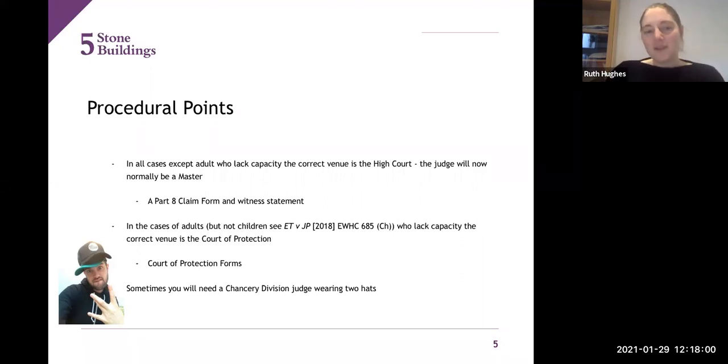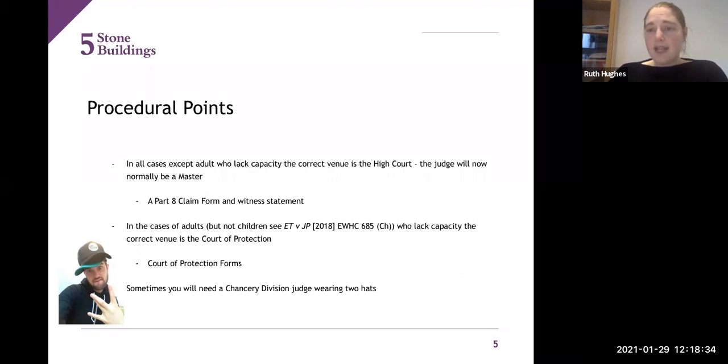I'm going to talk a little bit about some procedural points in relation to Variation of Trusts Act applications. Obviously, the normal Variation of Trusts Act application happens in the High Court, although if you have an adult who lacks mental capacity, you need to be in the Court of Protection. There are some children who will lack capacity when they grow up, and they can have a deputy, but your application in relation to them ought also to be in the High Court, not in the Court of Protection.